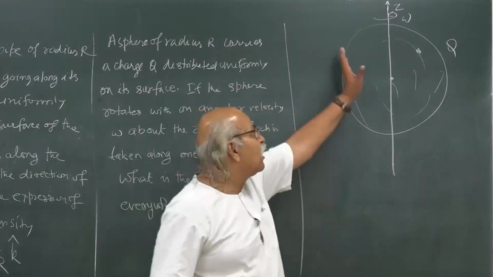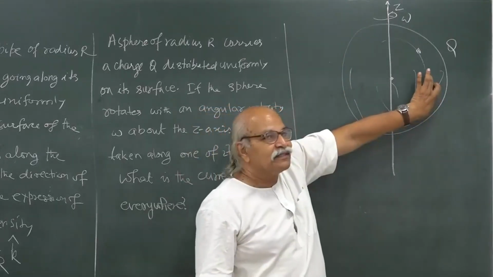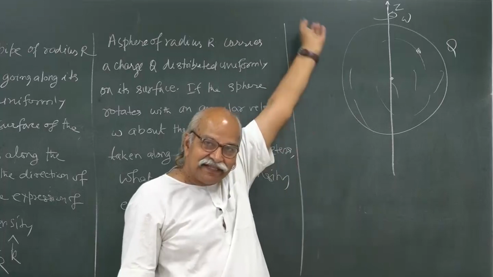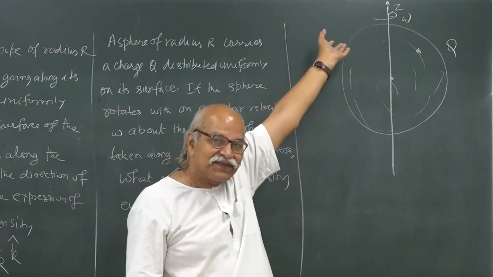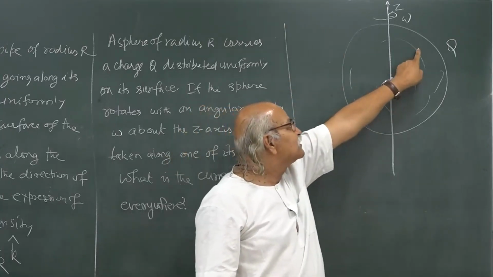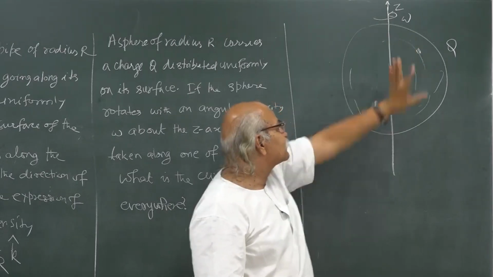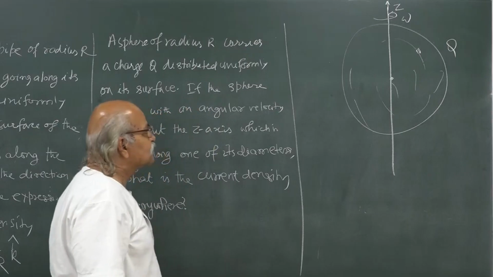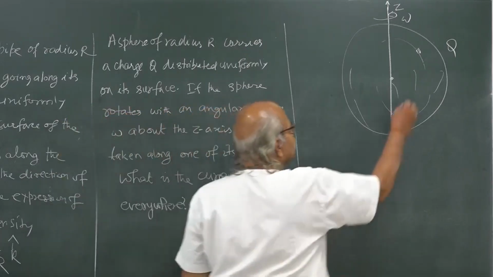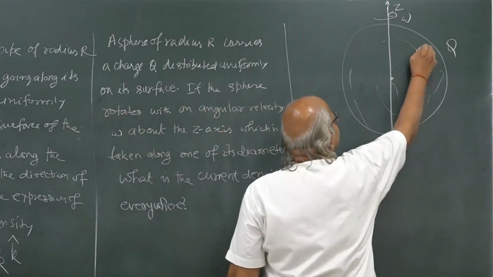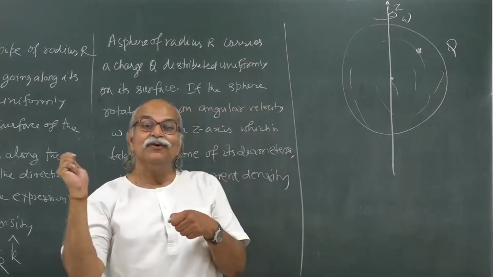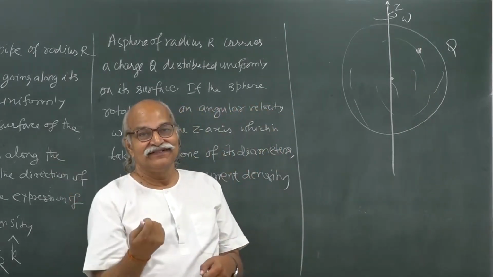Remember, it is a surface. Half the sphere is outside the board and half the sphere is inside, on the other side of the board. So I am taking this small portion of the surface area somewhere on the surface. Here, how is the charge moving? This charge is going in a circular path, right?